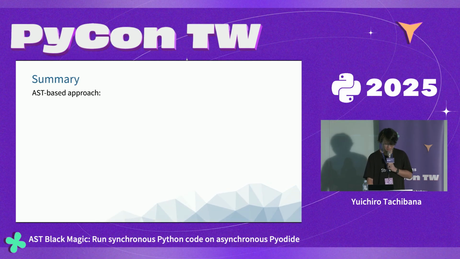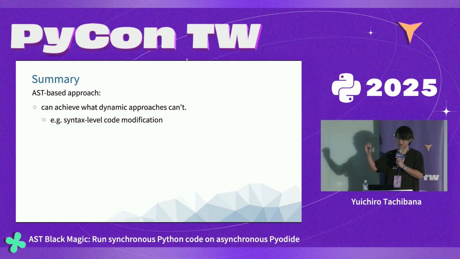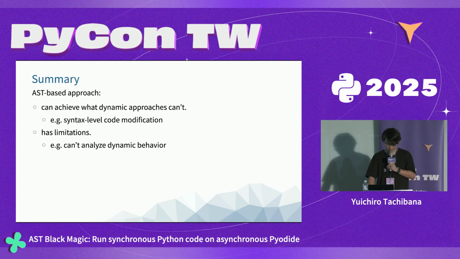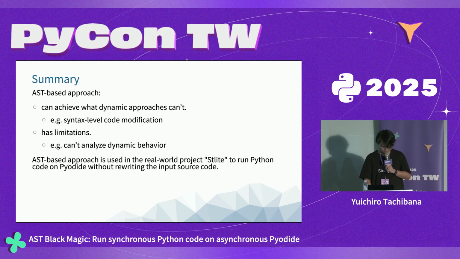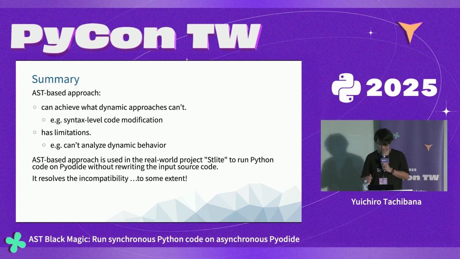At the very end, sorry, it's already timed out. Let me wrap up my presentation in a hurry. The AST-based approach can achieve what dynamic approaches can't, for example, transforming the program at the syntax level. But it also has some limitations, so we have to consider those as well. And as a real-world problem, I implemented such an AST-based thing in my project running inside Pyodide, so you can see the actual implementation of the code if you are interested.